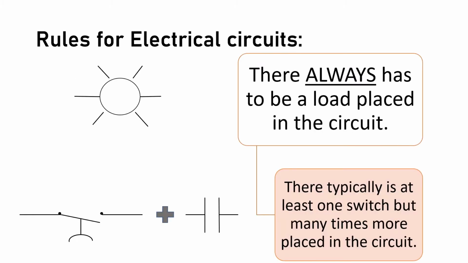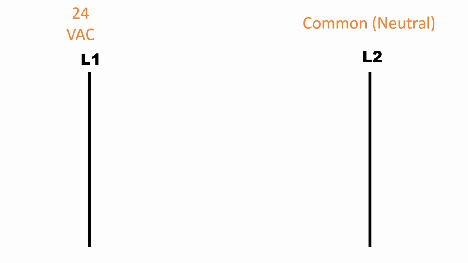There must always be a load placed in the circuit, and there's typically at least one switch, but many times there's more placed within the circuit in series. This simple circuit between L1 and L2 is showing you how switches on the left and loads on the right are connected to make a complete path for the current to flow.